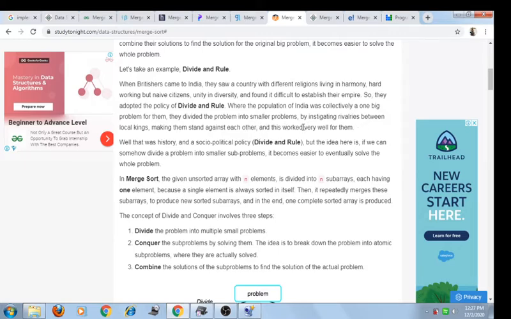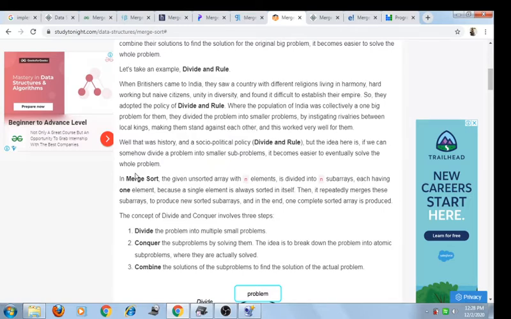That means they divided their problem into a number of parts by instigating rebellions between the local kings, making them stand against each other. And this worked very well for them. So that was the history and socio-political policy of divide and rule. But the idea here is, if we can somehow divide a problem into smaller subproblems, it becomes easier to eventually solve the whole problem.